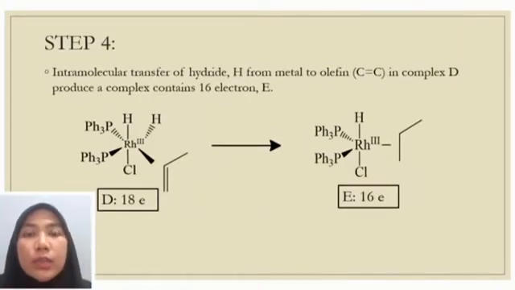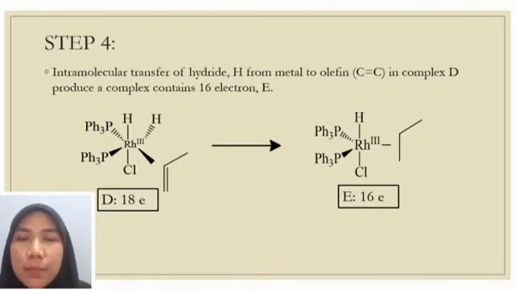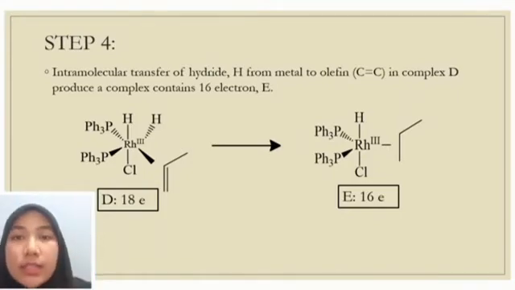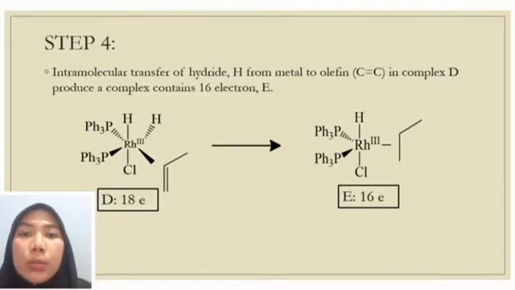Next, step 4. Step 4 is all about the intramolecular reaction within the complex. Here we have complex D with 2 hydrogen and 1 propene. So there will be an intramolecular transfer of hydride from a metal, which is rhodium, into the olefin C=C double bond, which will produce another complex with 18 electrons, or we call it complex E.